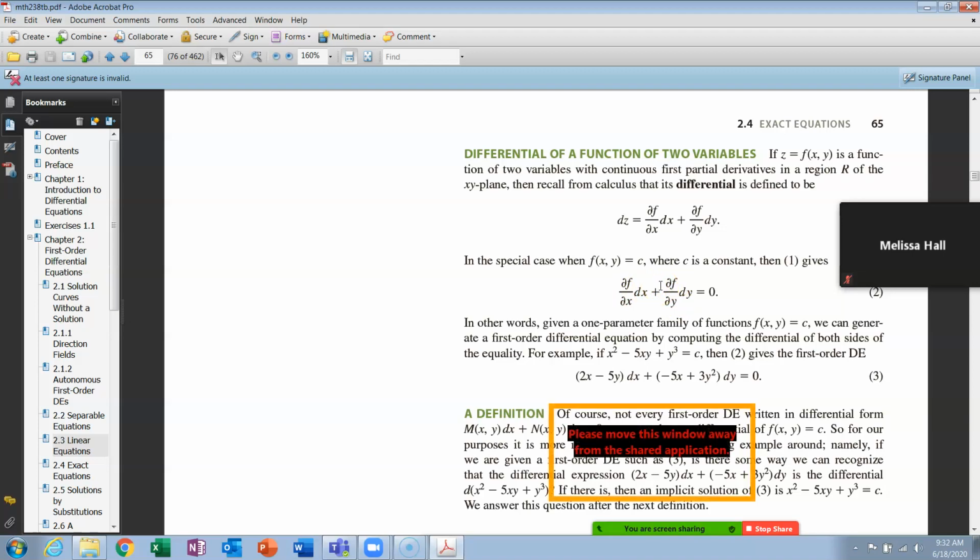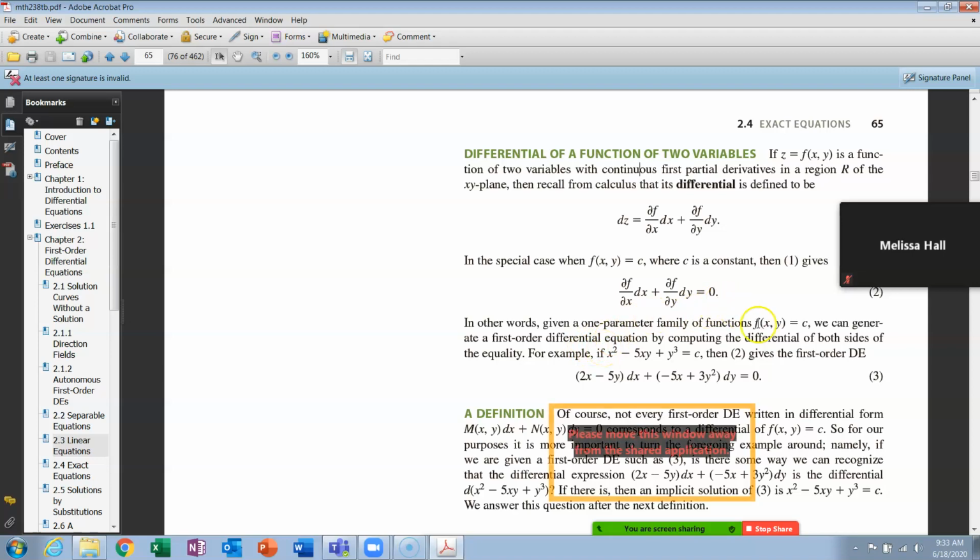This is called an exact differential equation. Any old functions M and N won't work, only if M can be this and N can be that. So in other words, given a one-parameter family of functions, f of x y equals c, we can generate a first-order differential equation. Now here we're doing it backwards.